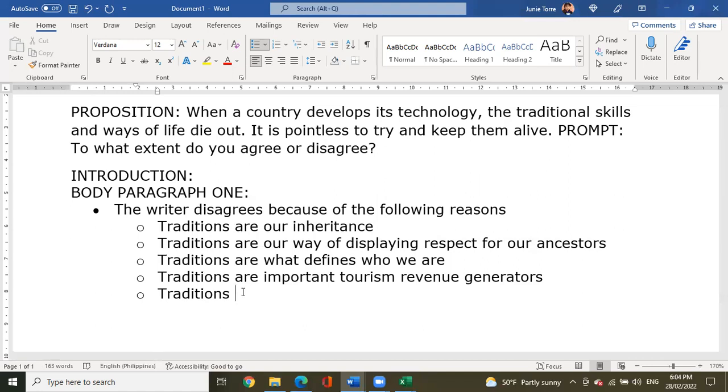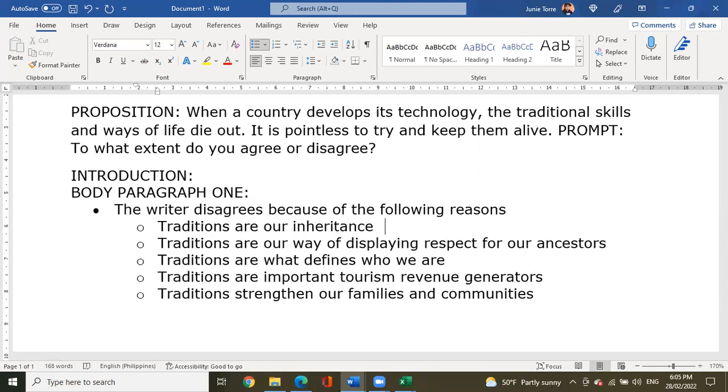Camille, can you add one more bullet here? Traditions strengthen our families and communities. Yan. Okay. Yun na yung defines who we are.